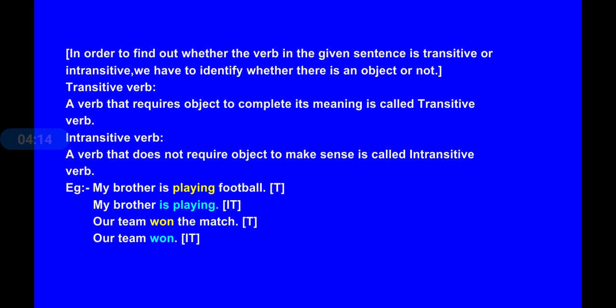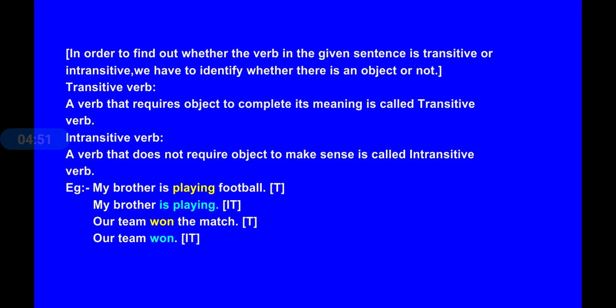Our team won the match. Our team is the subject here and won is the verb. What has our team won? The match. So we have to question the verb: what or whom? If we get an answer, that answer will be the object. If there is an object, then the verb will become transitive. What have we won? The match. So an object is there. The verb will become transitive.